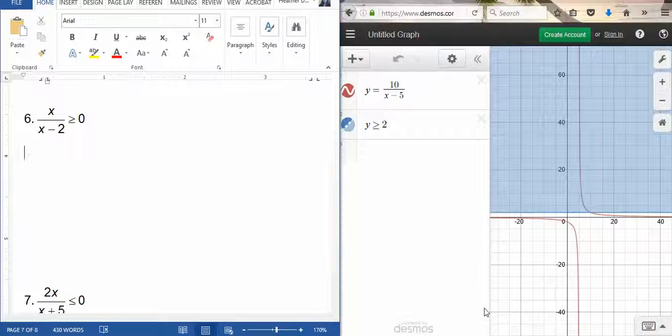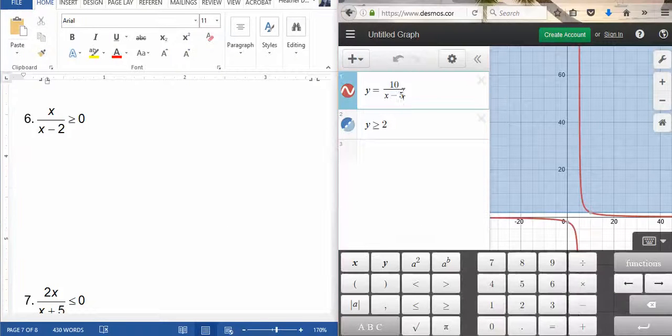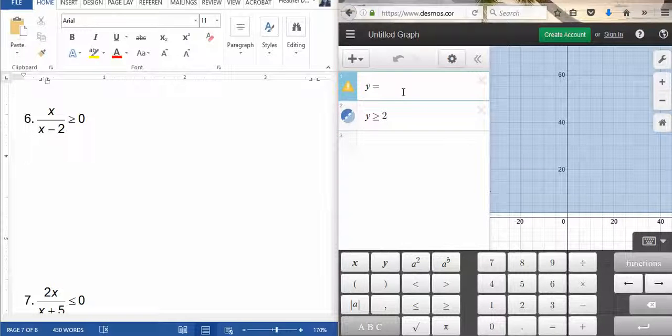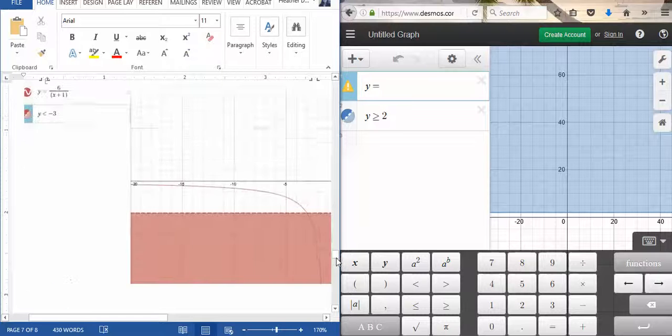In this section we're going to be looking at graphs and algebraic solutions to inequalities, so with less than and greater than problems. The way that we're going to graph them in Desmos is we're going to pretend... number 6 here, x over x minus 2 is greater than or equal to 0. But actually, let me do number 1. That 0 kind of throws things off. I'll go back to that one later.